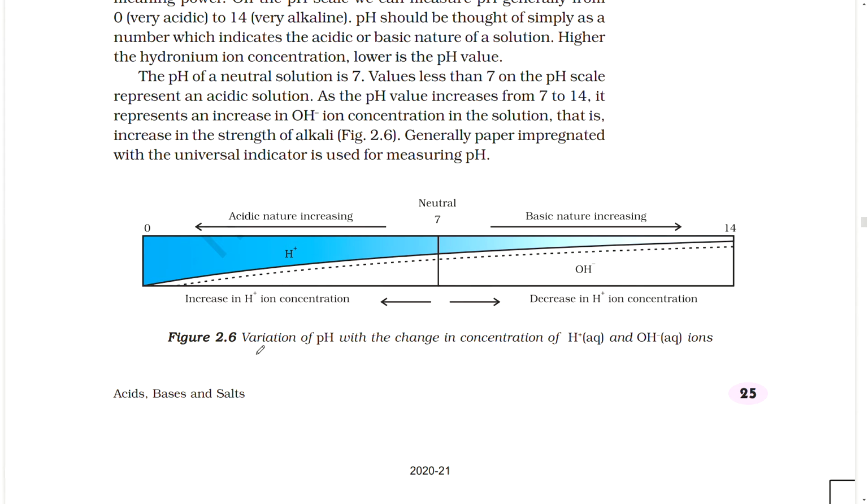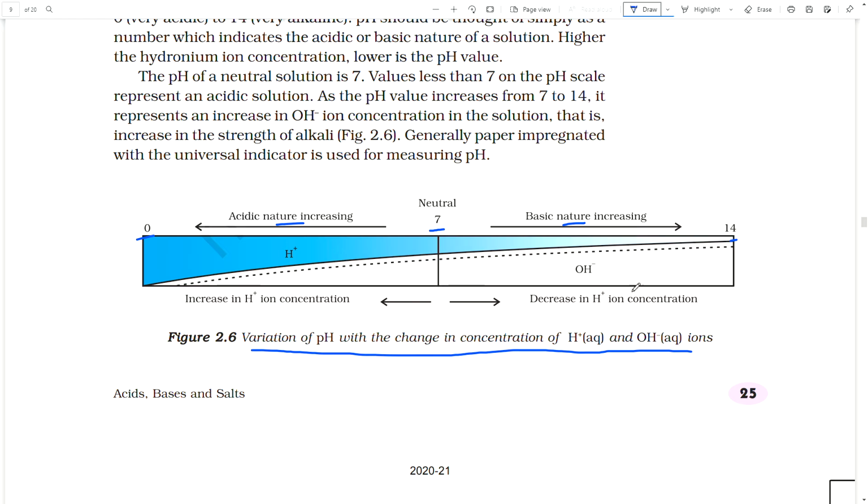Figure: variation of pH with the change in concentration of H+(aq) and OH-(aq) ions. Acidic nature increasing, basic nature increasing, neutral 7, 0, 14. H+, OH-, increase in H+ ion concentration, decrease in H+ ion concentration.